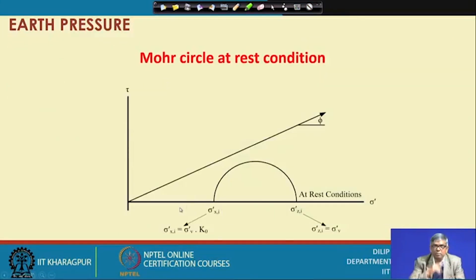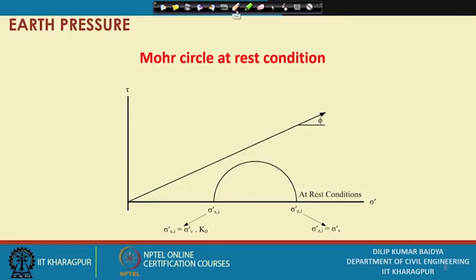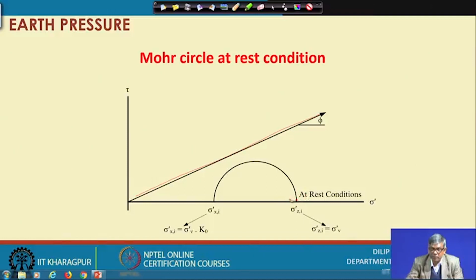And you can see, if I want to see the Mohr circle corresponding to the at rest condition, if the soil has a friction angle equal to phi, then this will be your failure envelope. And your at rest condition, sigma v, suppose this one, and sigma h, suppose this one. Sigma h or sigma x, h can be there, it is z or v, either way.